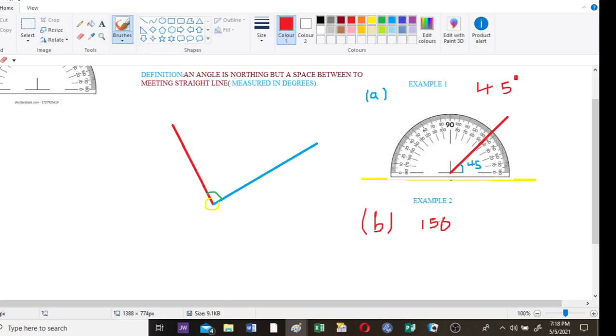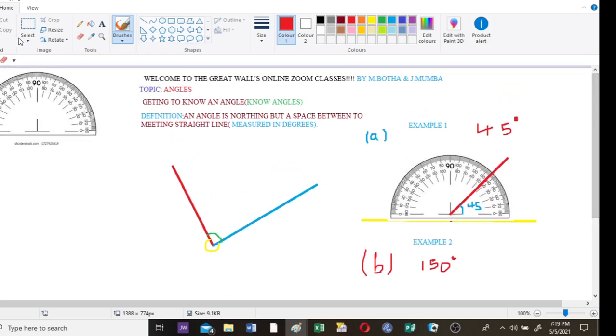That's 150 there. Let me just raise it there. Hope you're able to see that 150. And we should not forget degrees, because when you forget degrees, then it's not an angle. Okay, let's go back now and get our protractor here so that we can measure. There we have it.